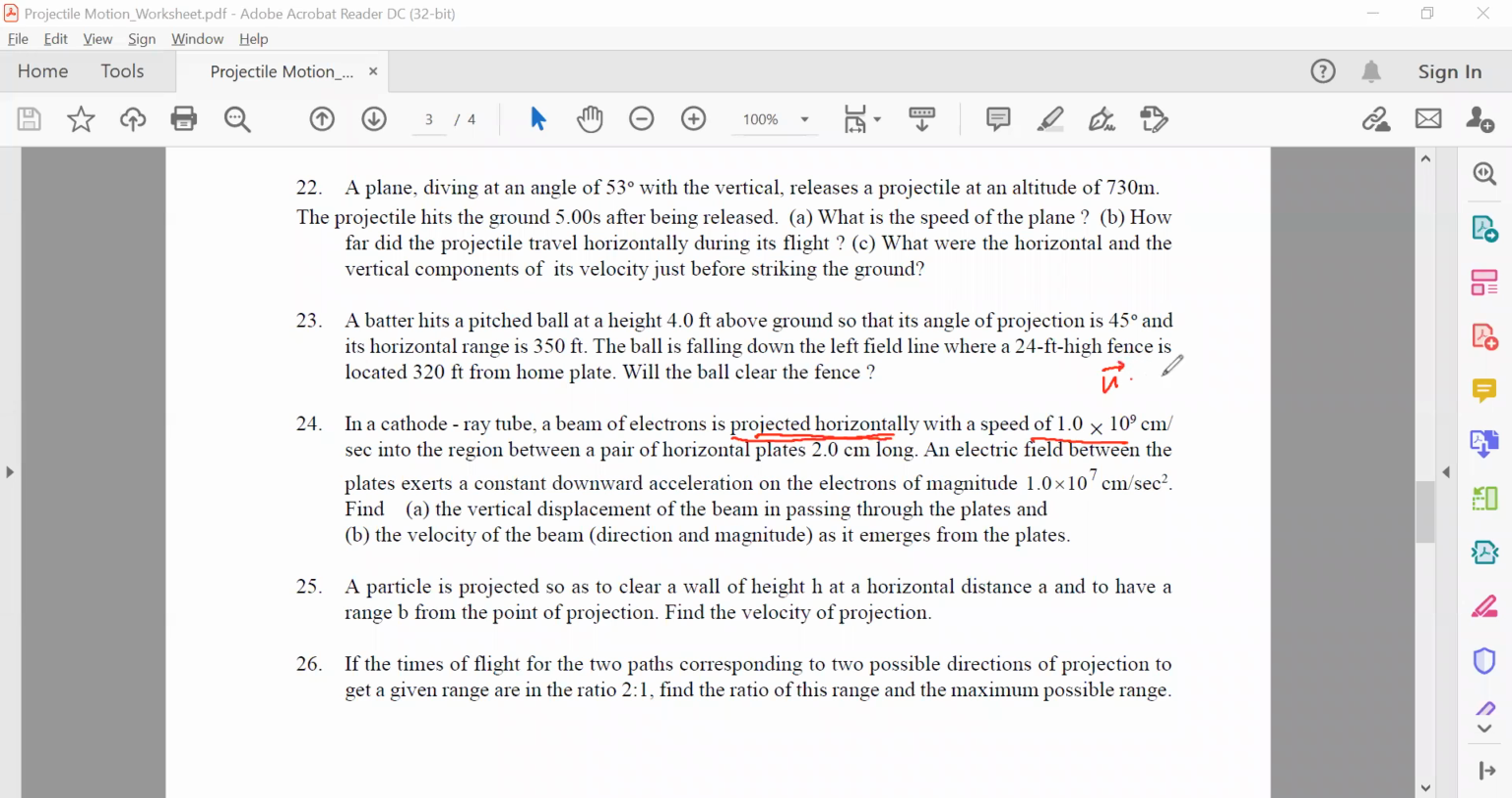So your initial velocity is u i cap, where the value of u is this much, into a region between a pair of plates which is 2 centimeters long. Let's say this is one plate, and this is another plate, and the distance between them is known to us. It is 2 centimeters. Now imagine an electron which is getting projected from this plate at a horizontal speed u. So it'll end up going on a parabolic path like this.